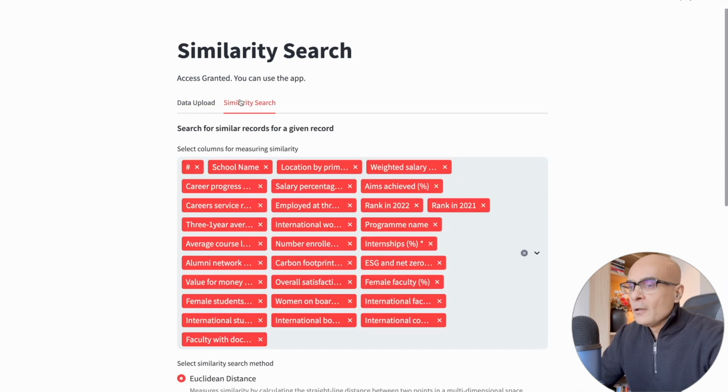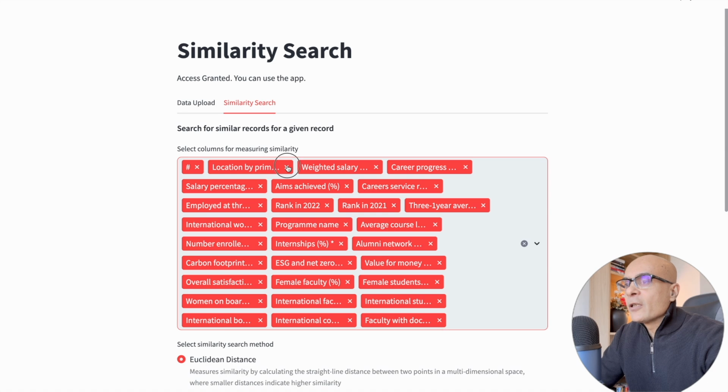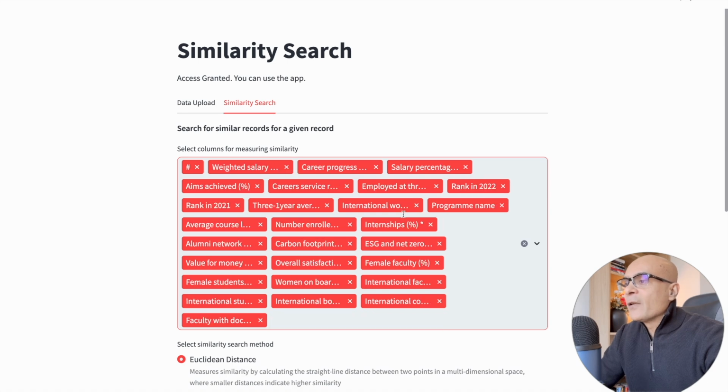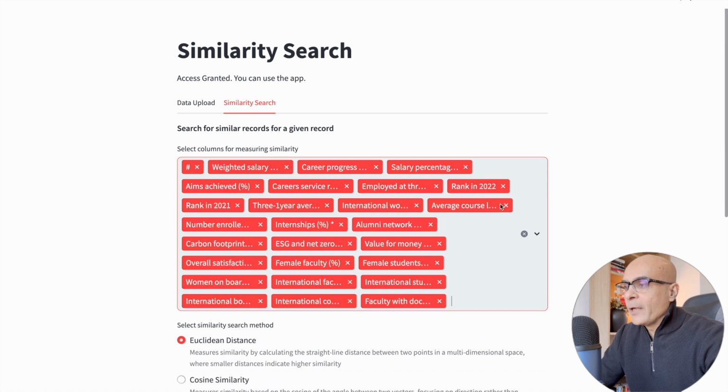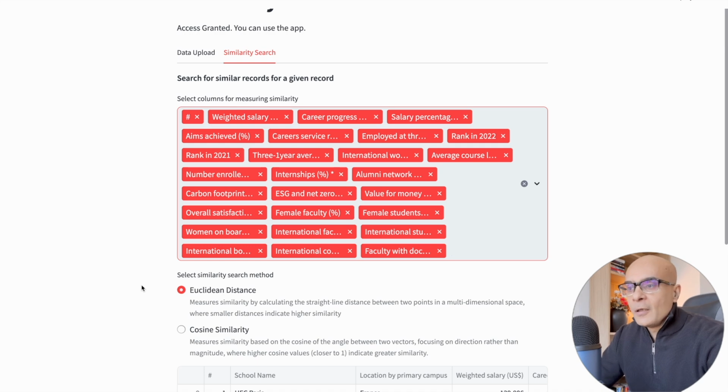So first of all, I'm going to select the attributes based on which I would like to find similar schools. So I'm going to select all the attributes except a few, such as I'm going to remove the school name, the location by primary campus, as well as the program name. Now there are two very important algorithms for similarity search. The first is the Euclidean distance and the second is the cosine similarity.